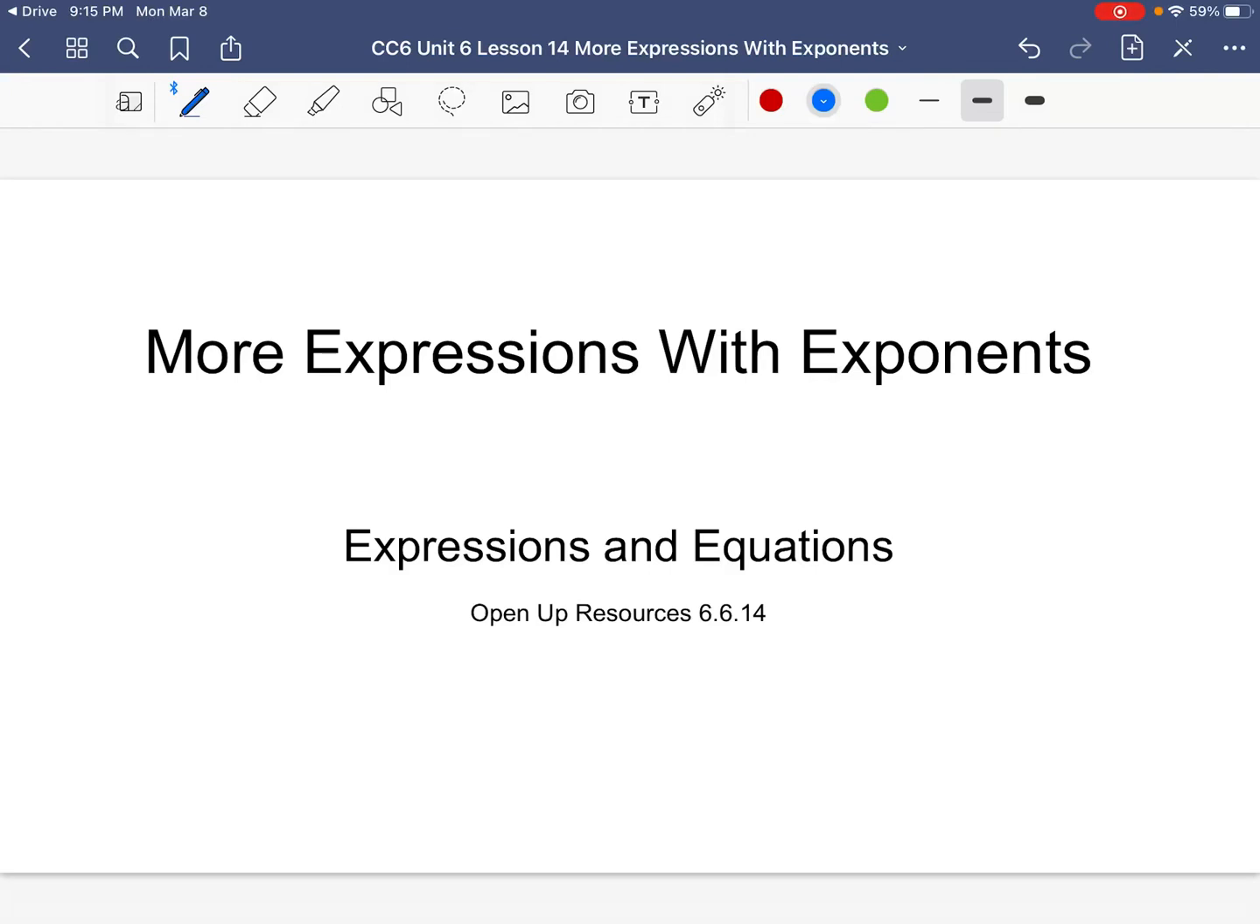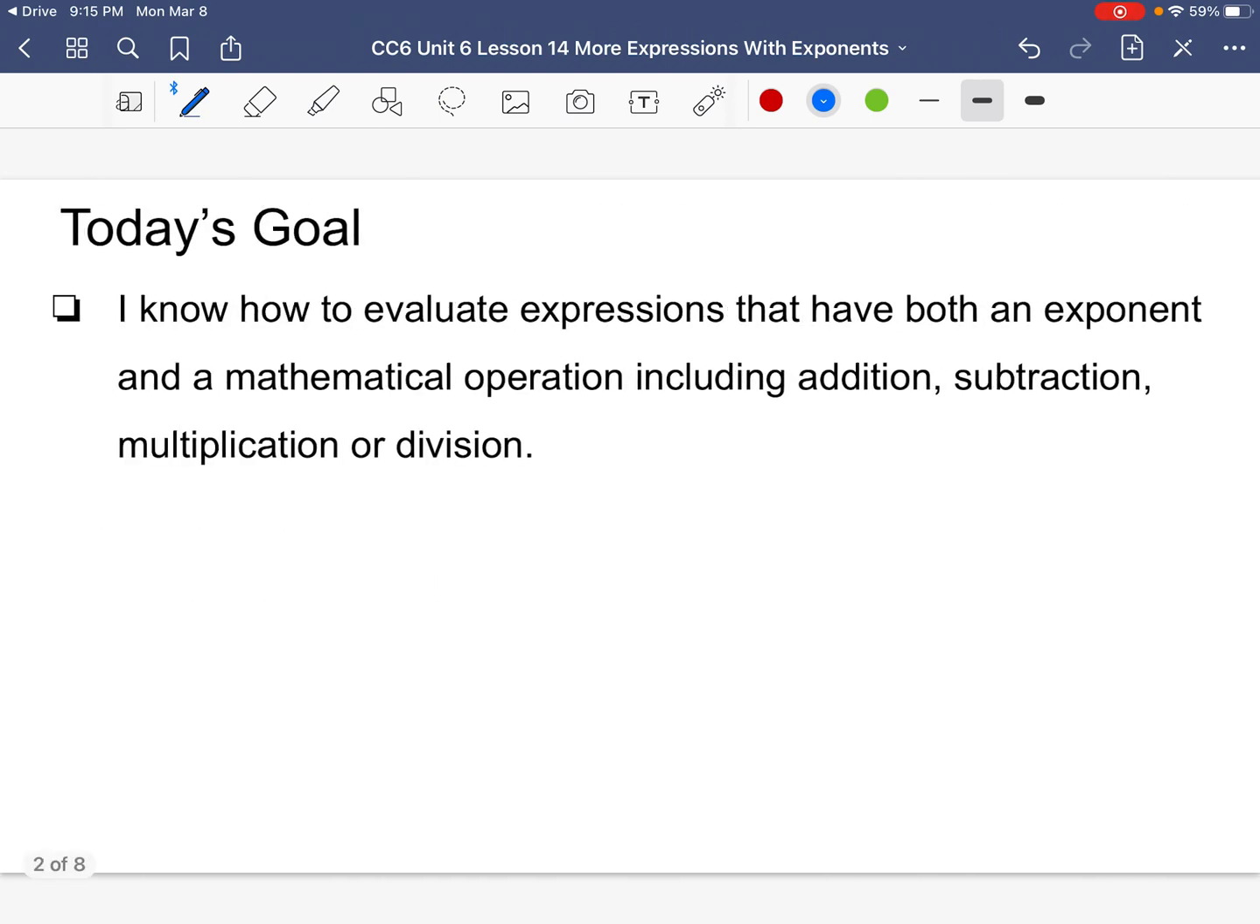Welcome to today's lesson where you will learn some more about expressions with exponents. The goal of today's lesson is that you know how to evaluate expressions that have both an exponent and a mathematical operation including addition, subtraction, multiplication or division.